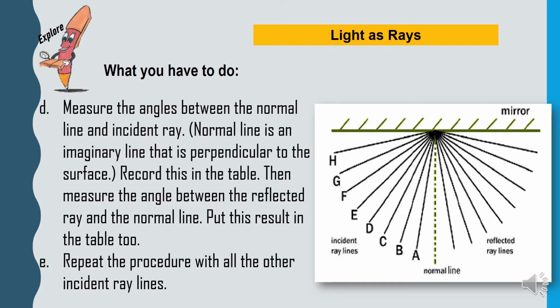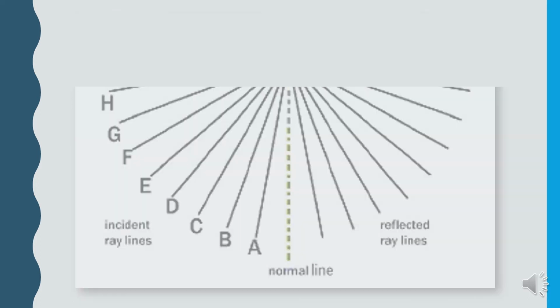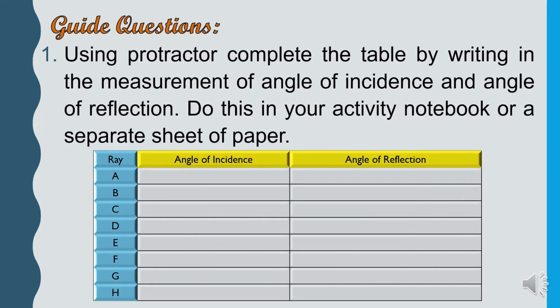Put this result in the table too. Repeat the procedure with all the other incident ray lines. The diagram shows the different incident ray lines that you are going to measure along with the reflected ray lines. Guide questions. 1. Using protractor, complete the table by writing in the measurement of angle of incidence and angle of reflection. Do this in your activity notebook or on a separate sheet of paper.